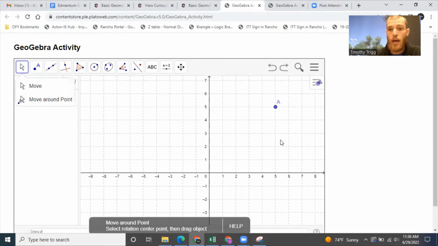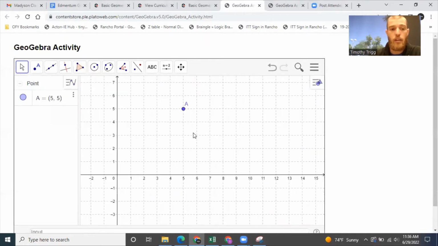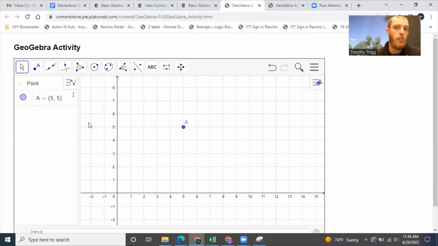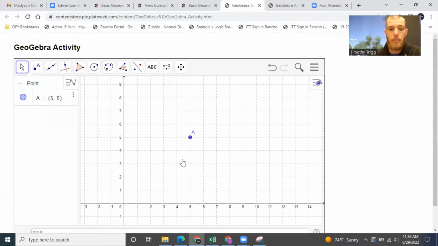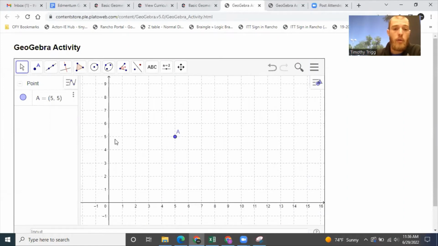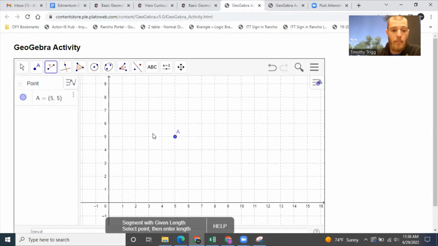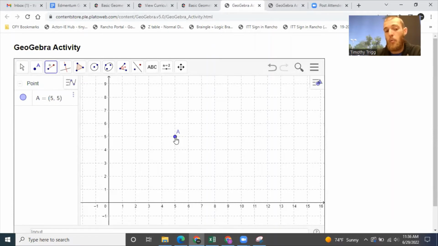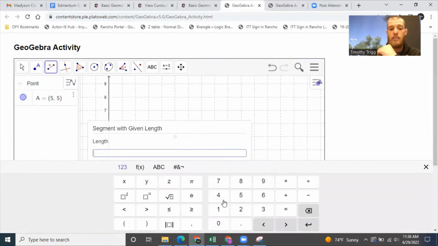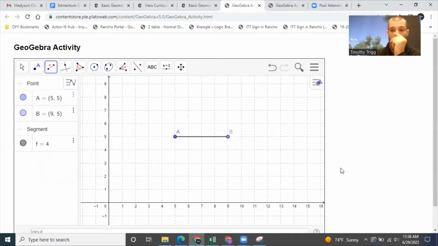If I need to move this image around, you can click and drag, but you have to click on the arrow tool first. Then you can click and drag this around. Okay, so now we're going to go to segment with given length. In this case, we wanted a length of 4. Then it says select the point and then enter length. So we're going to select the point A, and then the length we want is 4. Enter. So what we've created is a segment with a length of 4.